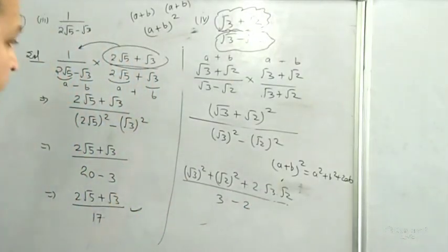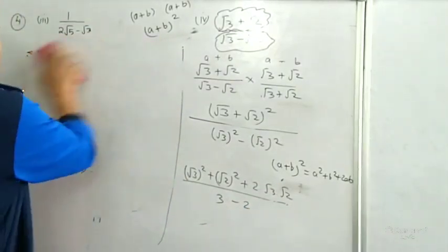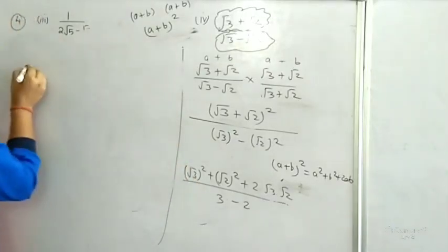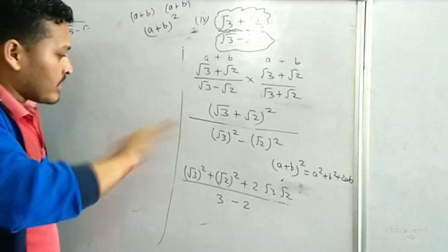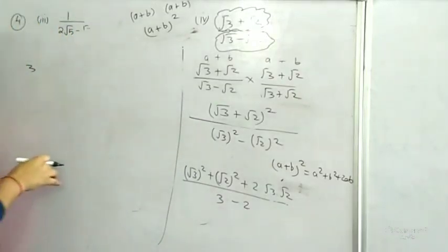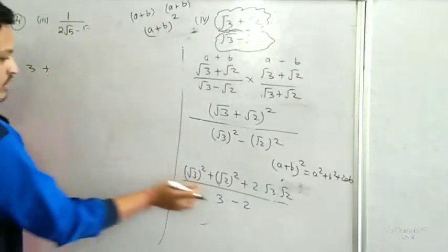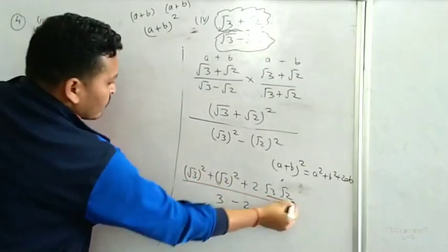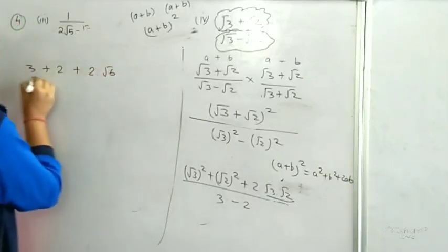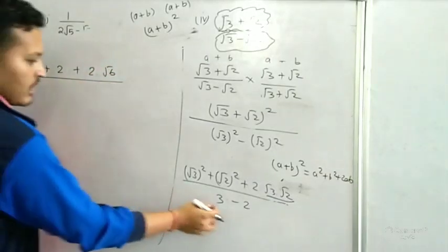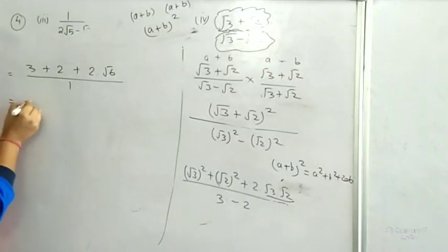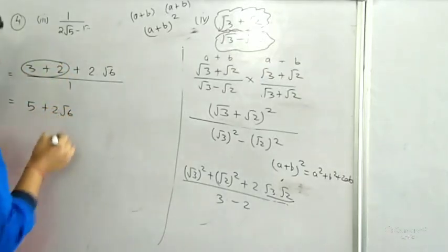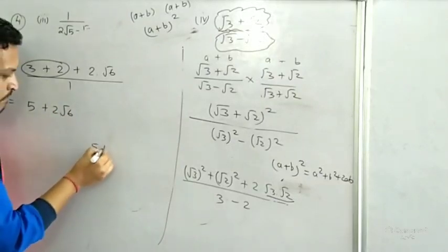Okay, so on solving everything here we will get our answer. Within a minimum time we can solve it. So root 3 square is 3. Now I am not explaining everything again and again. So root 3 square is 3 plus root 2 square 2, plus 2 into root 3 into root 2, you can write root 6, upon 3 minus 2, so 3 minus 2 is 1. So the answer is 3 plus 2, 5, and plus 2 root 6. Here a lot of students make a mistake.